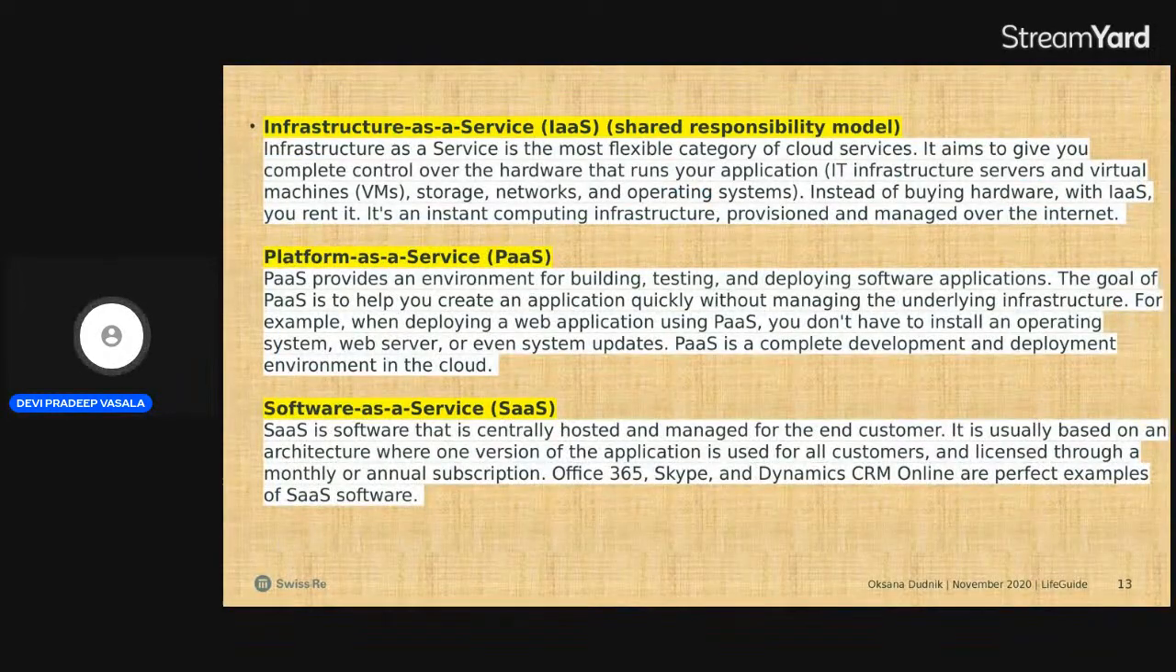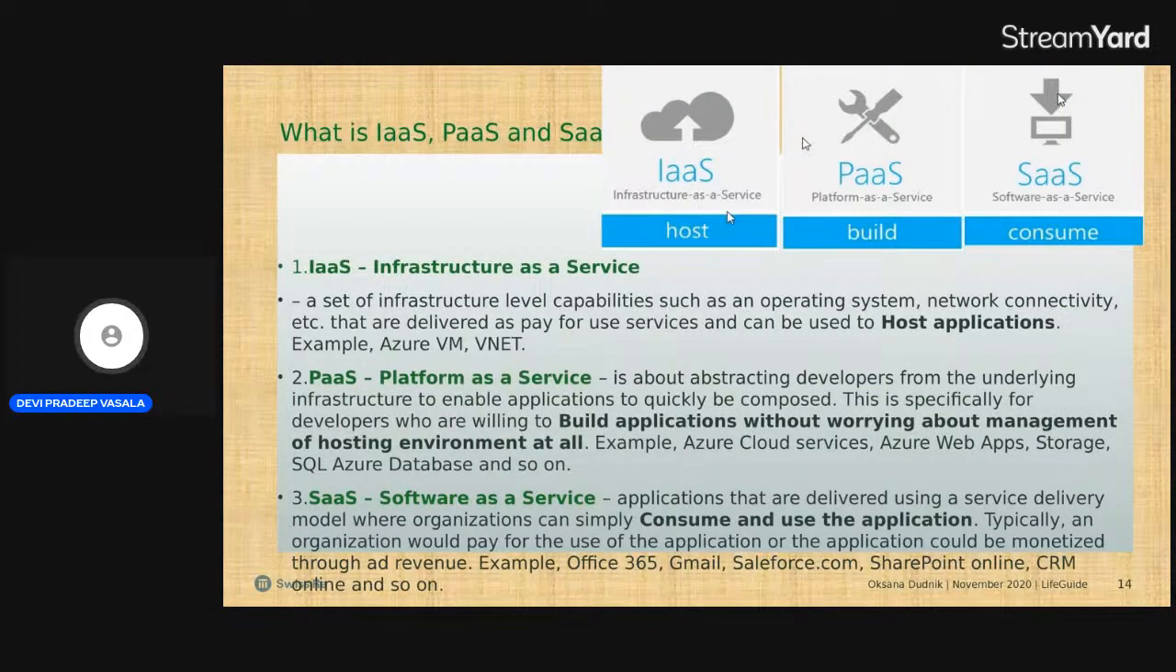Next, coming to the cloud services: infrastructure as a service, platform as a service, and software as a service. I have already explained these three. Infrastructure as a service is used to host applications, like Azure, Google Cloud, or anything. Platform as a service is used to build applications without worrying about the management of the hosting environment at all, like Azure Cloud Services, Azure Web Apps. Software as a service consists of end user applications, so users can consume the data and services from the software.